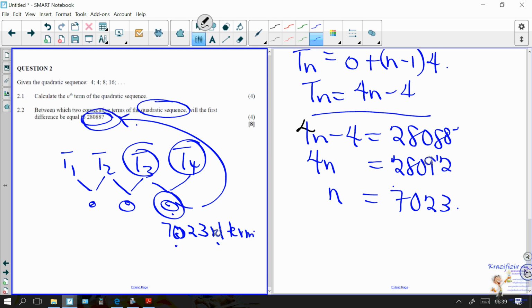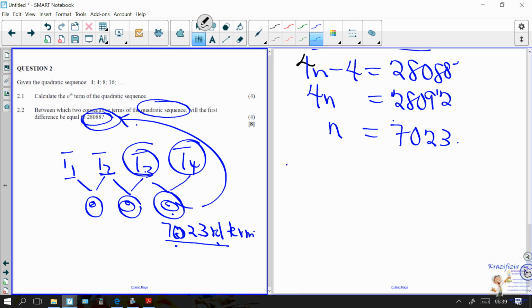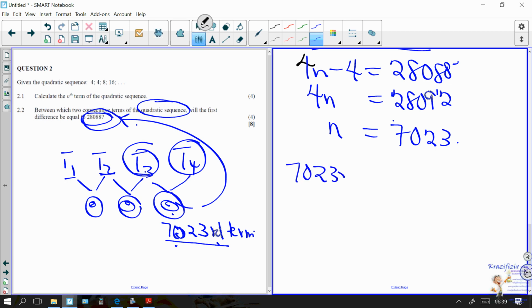And this time, I wanted to see something here. My first difference here is between T1 and T2. My second difference is between T2 and T3. Therefore, the 7,023rd term will be between the two terms there, which is what? The 7,023rd and the 7,024th. I hope it makes sense to you.